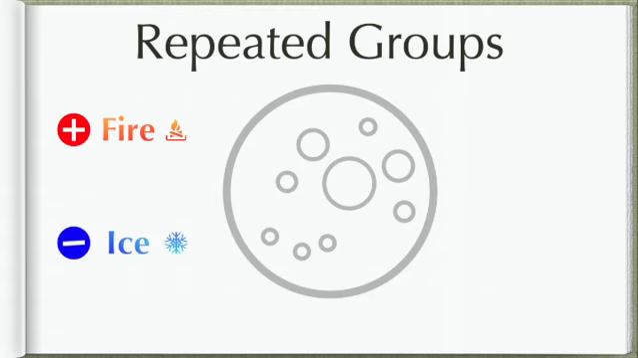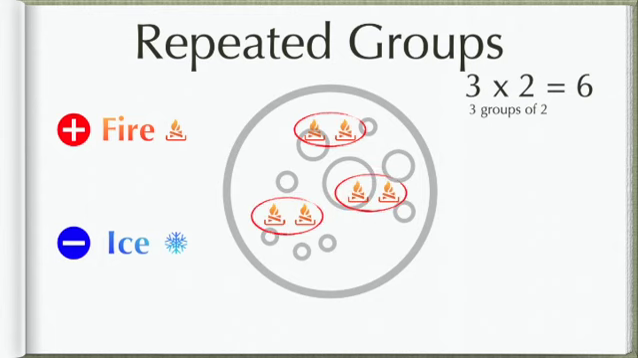So we're looking again at our bowl of soup and our fire and our ice. Looking at one we already know, 3 times 2 is 6. That means 3 groups of 2. So here's our 3 groups. Inside are 2 fires in each group. So you can see that you've got 2 repeated 3 times, or 2 plus 2 plus 2, which is 6.